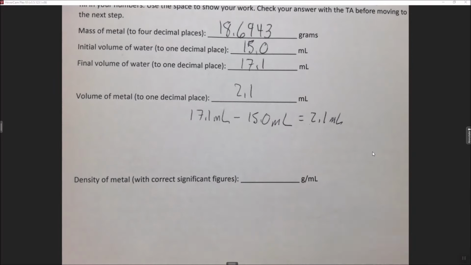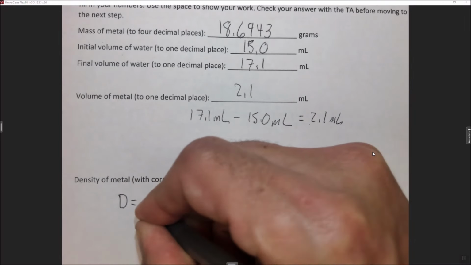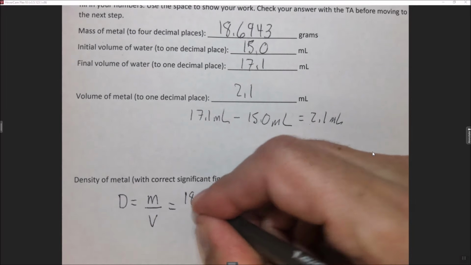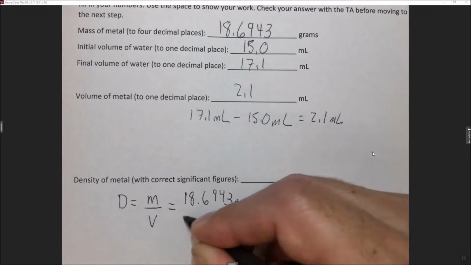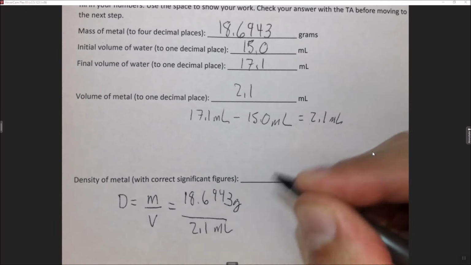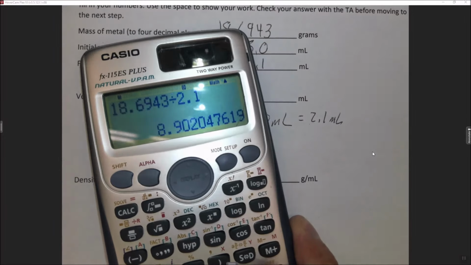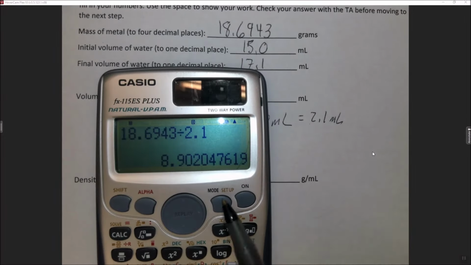Now we need to find the density of the metal. In order to find the density of the metal, we need to use the formula. Density equals mass divided by volume. Well, we have the mass, which is 18.6943 grams, and we have the volume, which is 2.1 milliliters. When you plug this into your calculator, it gives you a very, very long number. In this case, 8.902, and so on and so forth.